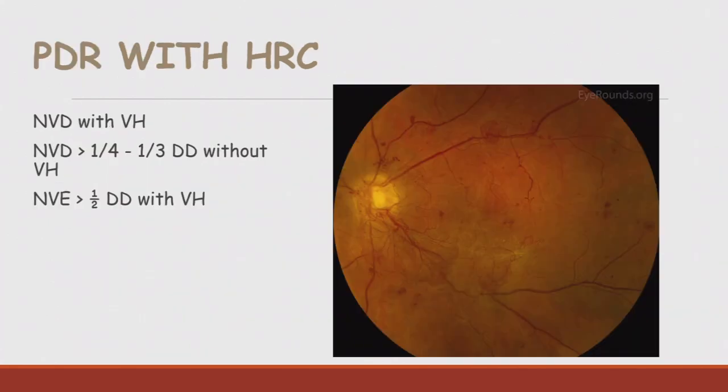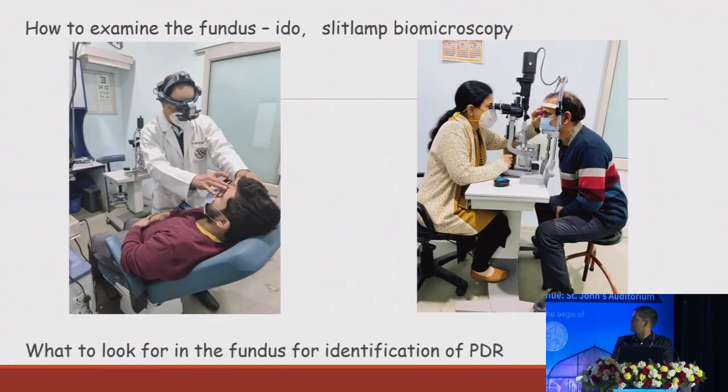The high-risk characteristics are if there is a neovascular NVD of less than 1/4 disc diameter with vitreous hemorrhage, or if there is an NVD of more than 1/4 to 1/3 disc diameter without vitreous hemorrhage, and if there is a big NVE of half disc diameter with or without vitreous hemorrhage. So this image shows a massive NVD, more than 1 disc diameter. It's a high-risk HRC PDR.